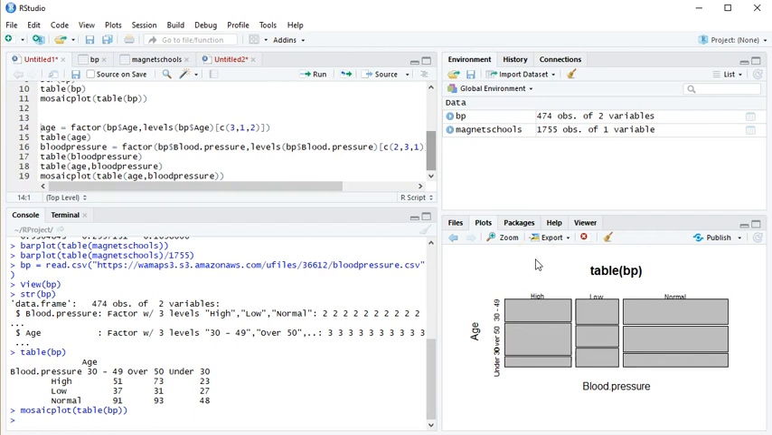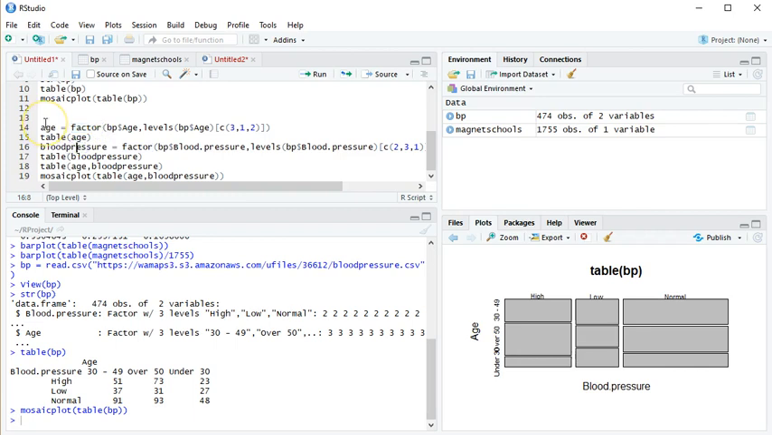The order of these categories doesn't really make a lot of sense, because R sets these up alphabetically. So if you really want to reorder them to make it look nicer, and one thing I also like to do is switch these two variables, so blood pressure is the vertical and age is the horizontal, what you can do is use this command called factor.